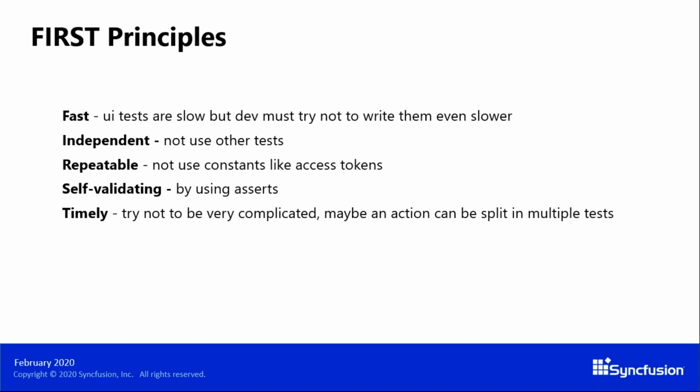So try not to use something that is constant or a token access that you might just burn into your test. They also are self-validated, usually by using the assert. And another thing that you want to take care of is the time. So try to not make them very complicated. If you think that your user interface is very heavy on elements, you might think of splitting the test into multiple tests in order to accurately test every part of your interface.